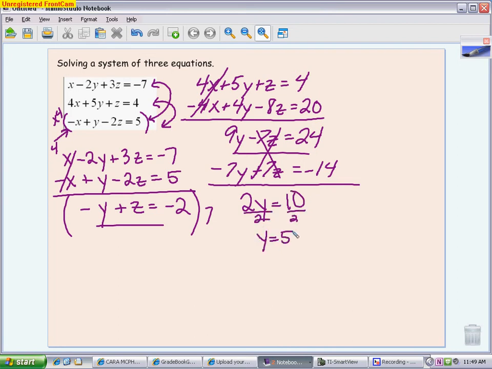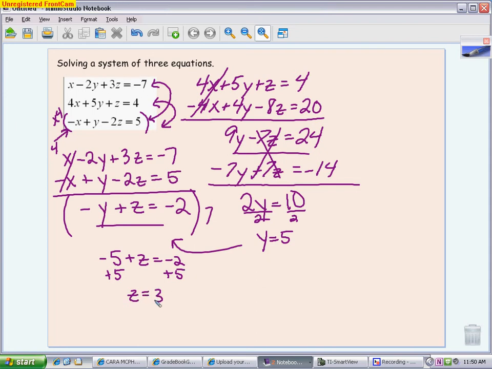So I have one piece of information. I need 2 more, but I've really done the hardest work already. Once you know one of the variables, now you just want to work backwards to find the other variables. So use one of the last couple of equations. I'm just going to come right over here to this equation and put in the fact that you know y is 5. So now instead of negative y, it's going to be negative 5 plus z equals negative 2. Add 5 to both sides. You get that z is 3.